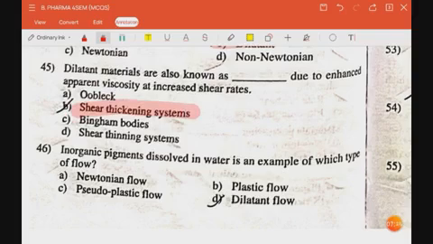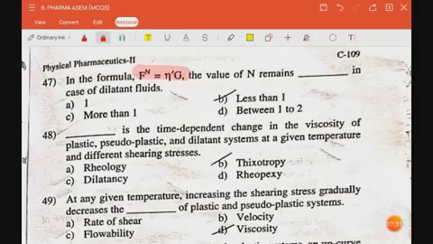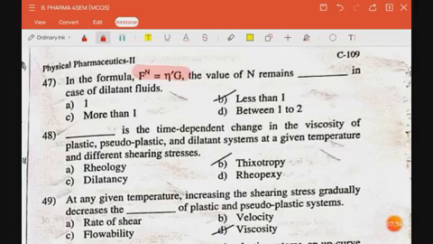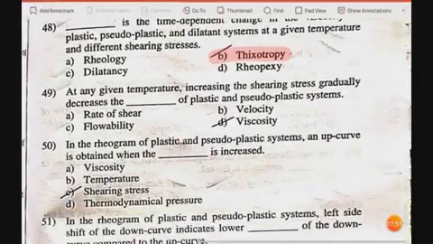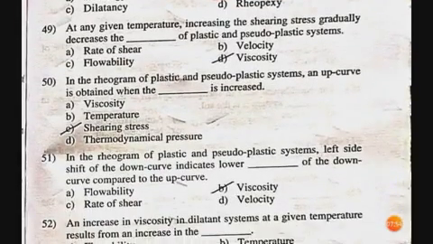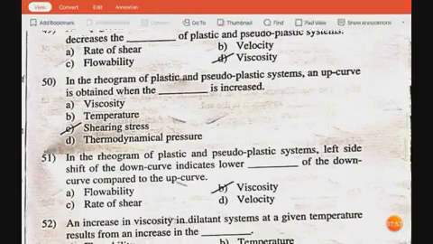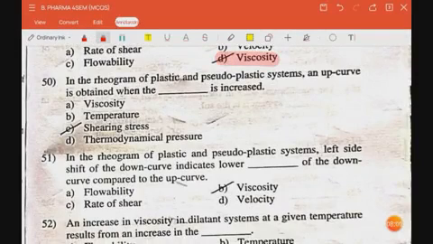The next question is, inorganic pigments dissolved in water is an example of which type of flow? The answer is dilatant flow. In the formula, the value of n remains dash in case of dilatant fluids, that is less than 1. The next question is, dash is the time dependent change in the viscosity of plastic, pseudoplastic and dilatant systems at a given temperature at different shearing stress. The answer is thixotropy. The next question is, at any given temperature, increasing the shear stress gradually decreases the dash of plastic and pseudoplastic system. The answer is viscosity.